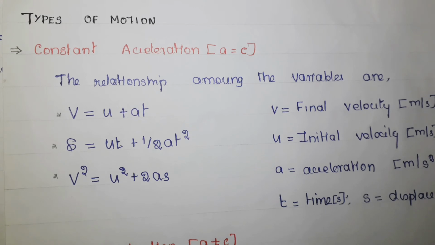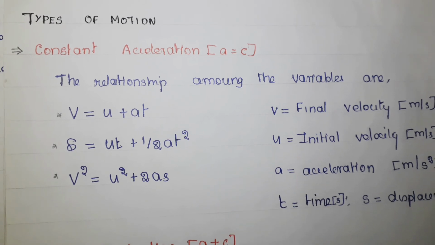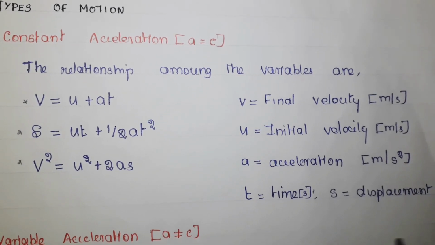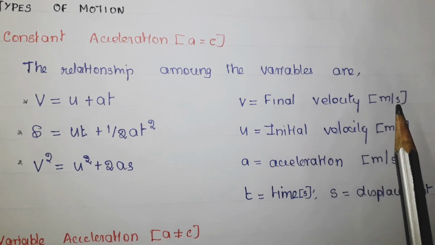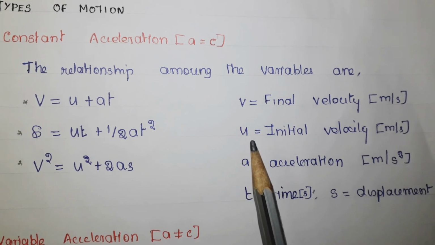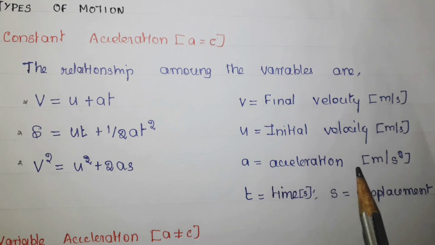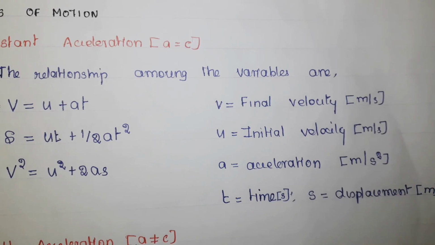Now let us see the very first and very important one, constant acceleration, where the acceleration remains constant throughout the motion. Before going into the relationships, there are some parameters we already discussed, but need to discuss again. The first one is final velocity, denoted by the letter v, with unit meter per second. u is the initial velocity, having the same unit, meter per second. a is acceleration, having the unit meter per second square. t is time, in seconds. s is displacement, in meters.